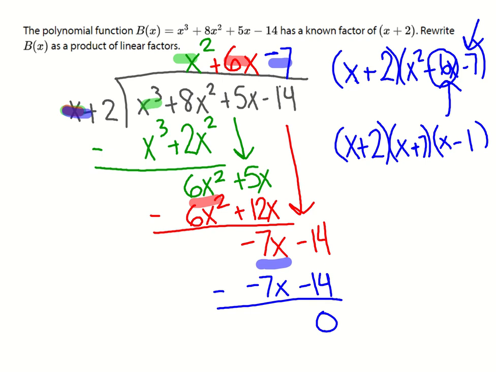Just to highlight what I'm doing, I'm saying we are multiplying positive 7 and negative 1 to get negative 7, but then we will add positive 7 and negative 1 to get our positive 6. So these would be our linear factors for b of x.